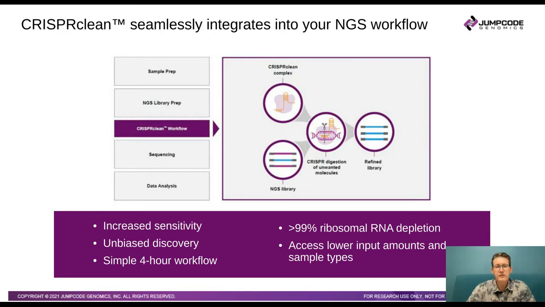The technology works to increase sensitivity of detection. It's unbiased in the way that it works. It's a simple 4-hour total time workflow. Hands-on time is around 1.5 to 2 hours. And we see really efficient depletion of the regions or genes or fragments that we're targeting. And at the end of the day, it allows researchers to access lower input amounts and sample types than you might have been able to previously do with a depletion technology that happens up front and works to reduce your total RNA amount.